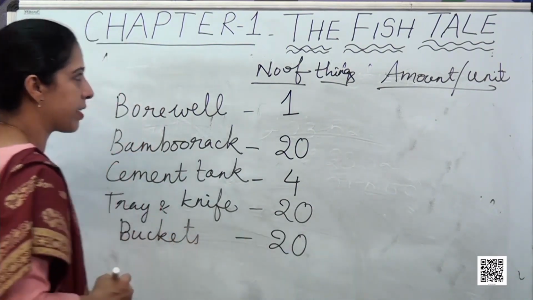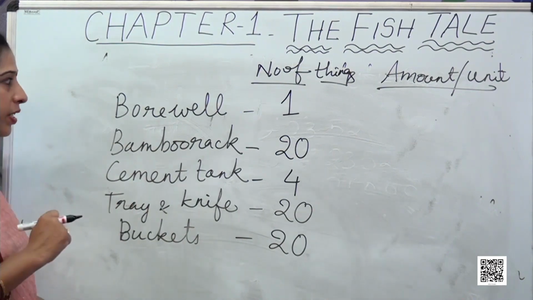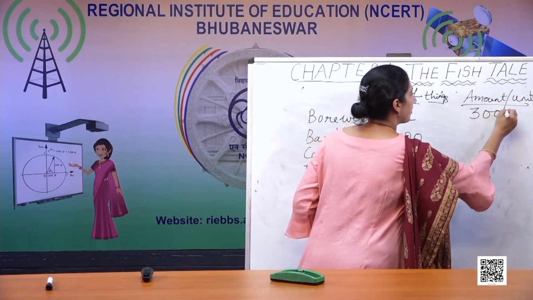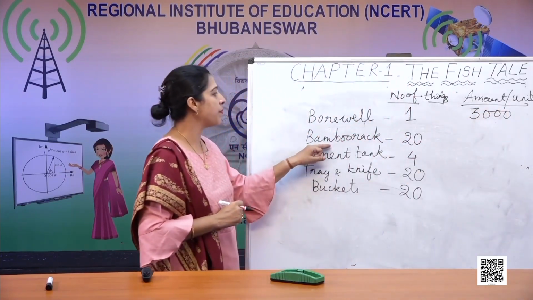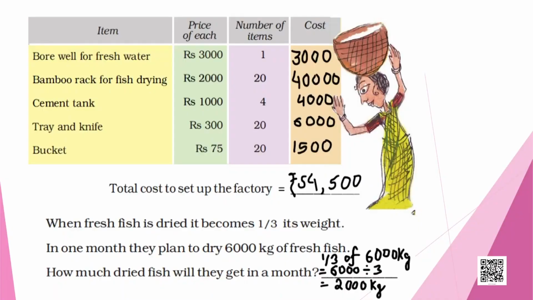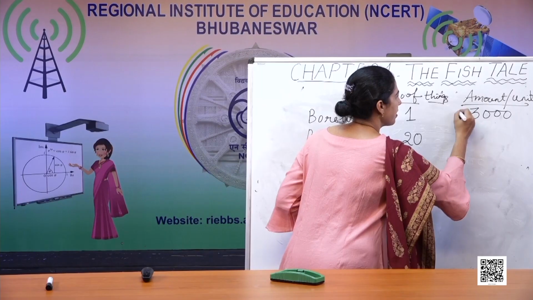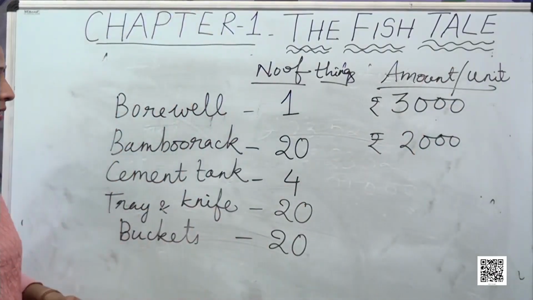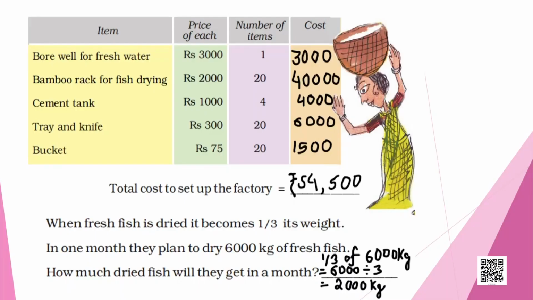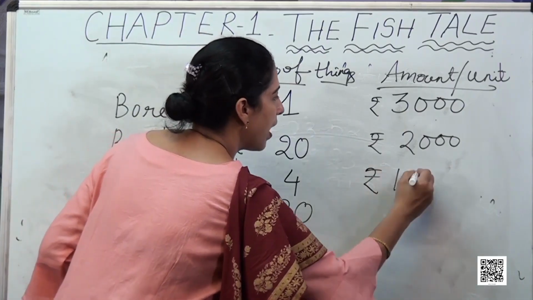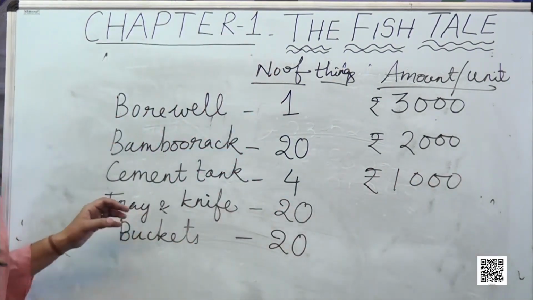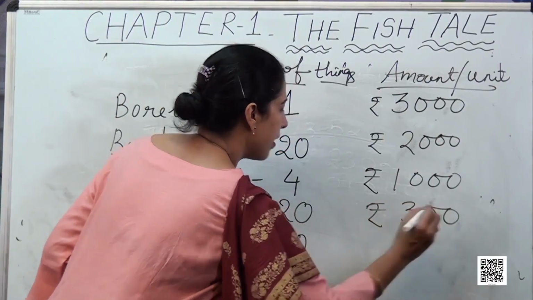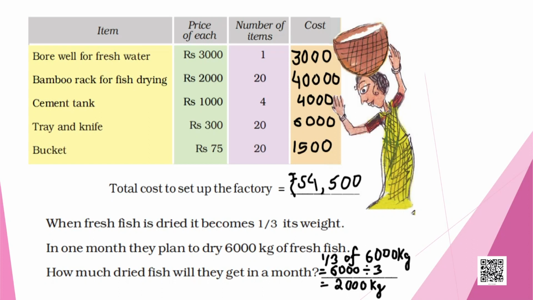So let's see the amount per unit. To dig the borewell, the total amount needed was 3,000 rupees. The cost of one bamboo rack is 2,000 rupees. Per unit means per one. Each cement tank will cost them rupees 1,000. One tray and knife will cost them rupees 300. And one bucket will cost rupees 75.